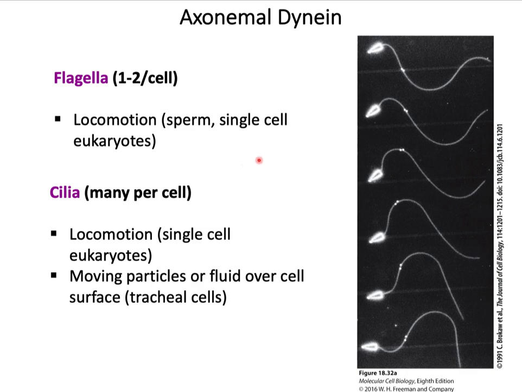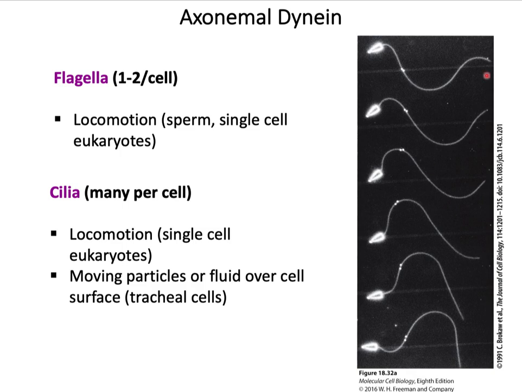For cilia, there are usually many more per cell. And in the case of single cell eukaryotes, this organelle is used for locomotion. But in other types of cells, like epithelial cells of the trachea, cilia are used for moving particles or fluid over the cell surface. So you can get constant beating of cilia on these tracheal cells to move fluids and particles across them.